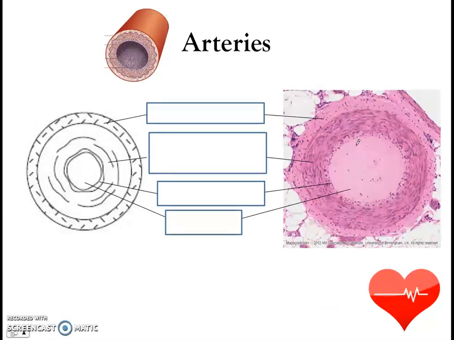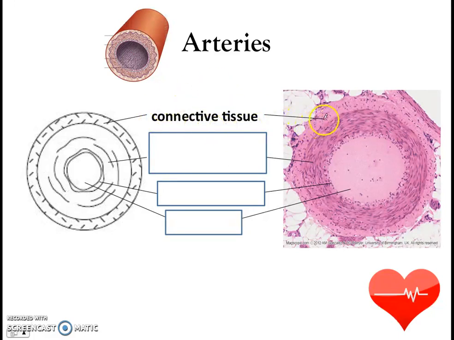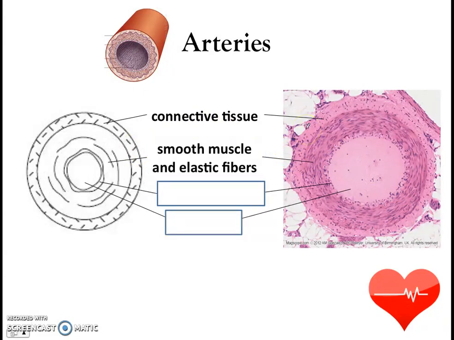So let's label the artery. This outer layer is called the layer of connective tissue. It's the layer which holds the whole artery together. The second layer here, this especially thick layer, is made out of smooth muscle and elastic fibers. So this is a layer of smooth muscle and elastic fibers. Very stretchy, able to stretch, and also able to contract and relax. You'll see why that is important in just a bit.